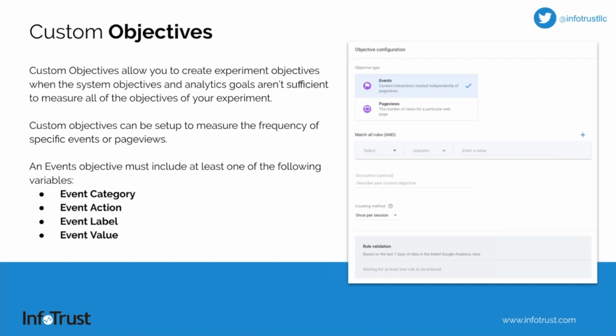So based on the last 7 days of data in the linked Google Analytics view, you'll see how many times this objective or this rule was true. So in addition to events, also similar to Google Analytics goals, you can also set an objective type of page view. So if you have a confirmation page for registration or a confirmation page for a transaction, you can also set that as your objective, that a user needs to reach this page for it to be considered a conversion.